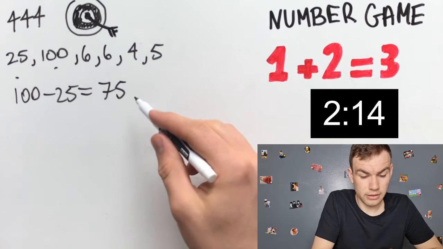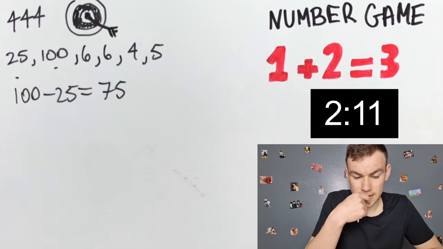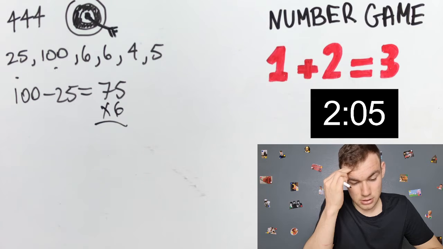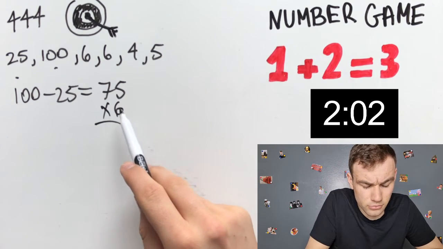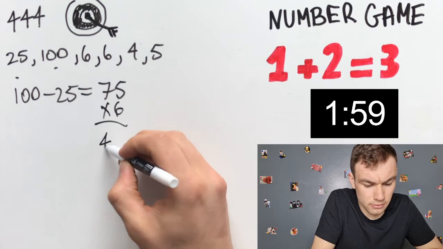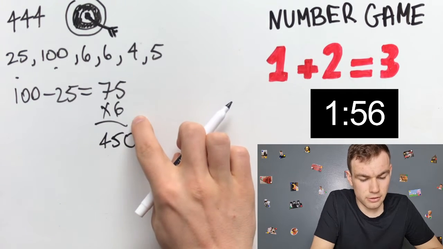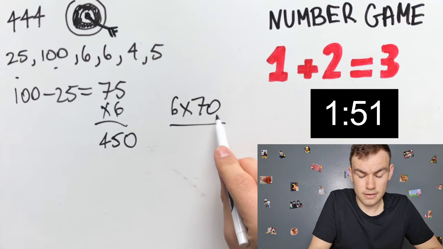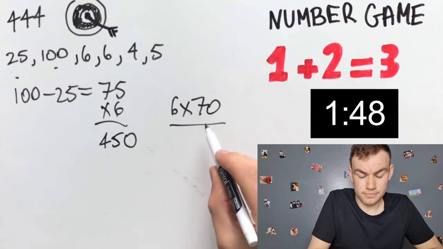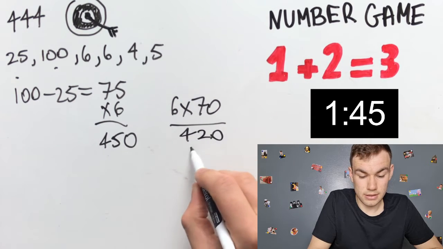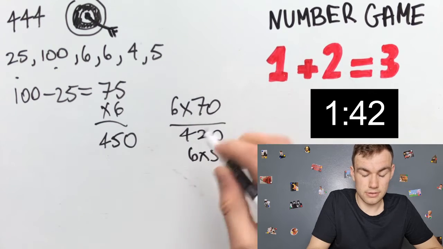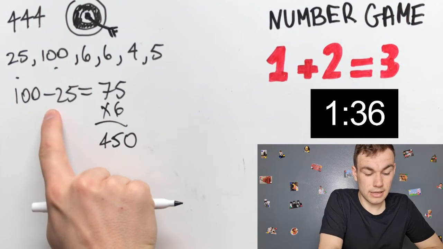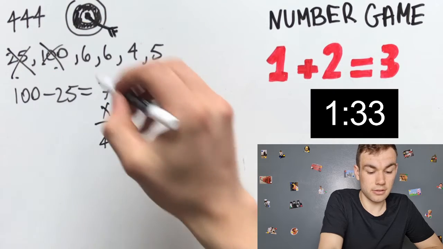75 multiplied by 6 is equal to 450. Is that correct? 6 times 70 is equal to 420. Yes, and 6 times 5 is equal to 30. Yes, okay. 100 take away 25 gives us 75.